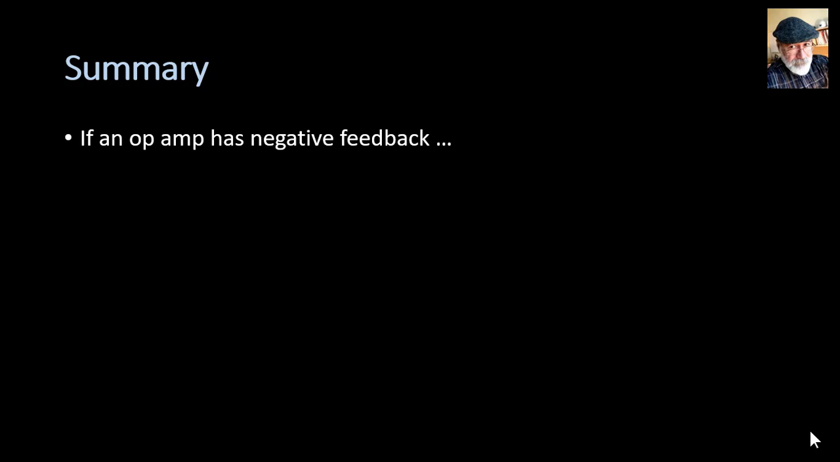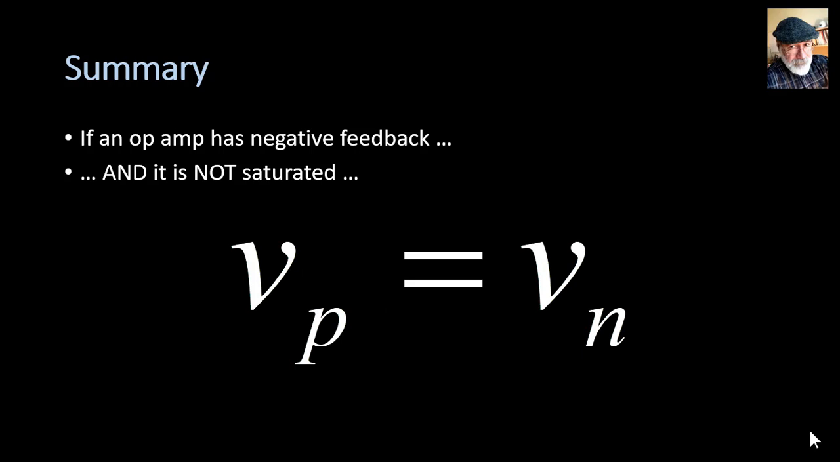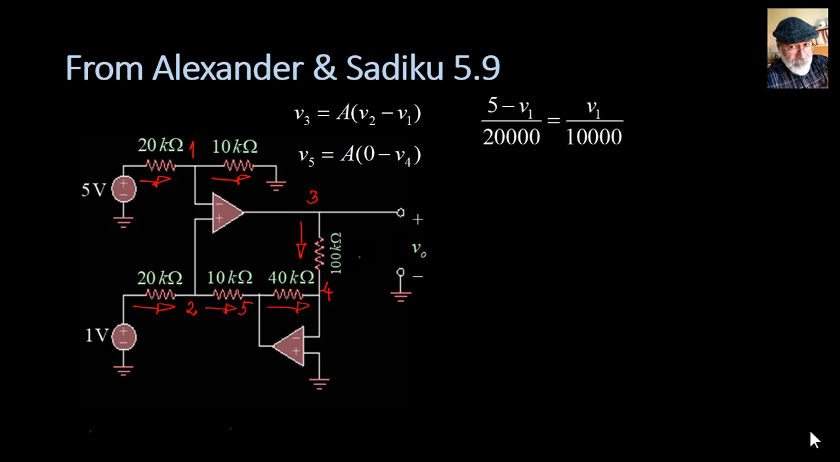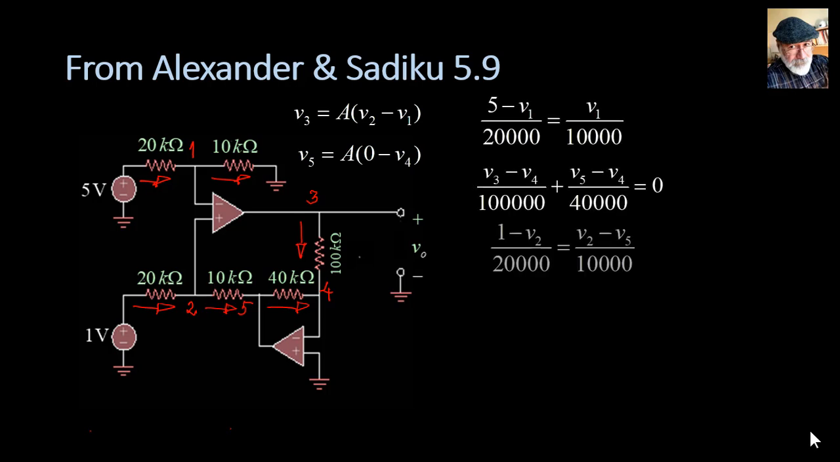Summary: if an op-amp has negative feedback and it's not saturated, Vp is equal to Vn. There is one final exercise that some of you have asked me to include in this video. This one. In that one, on the top op-amp, I am not sure there is negative feedback. Identify the nodes, choose your branch currents directions, and write your equations. Evil equation for node 3, evil equation for node 5, KCL equations for nodes 1, 2, and 4.